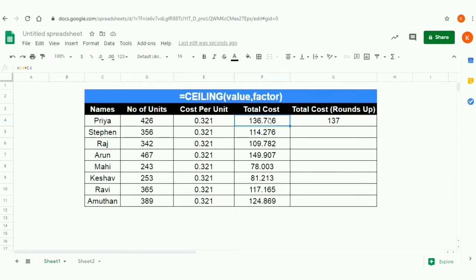Okay, and in the same example, if we don't have this .746, for example if I make the cost per unit as 1, then in that case the total cost value is 426 itself, and it is not rounded up to 427 because after the decimal we do not have any specific value. For example 426.000, in that case also the value is returned as 426 only. Okay, so this is how it works if you are not providing the factor value.